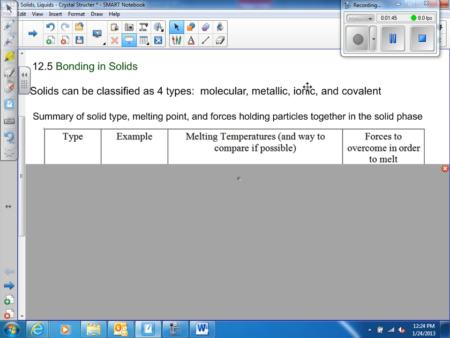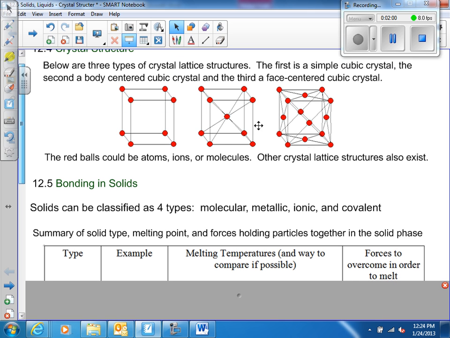So this is going to be a chart summarizing what type of solid we have, some examples, whether the melting temperatures would be high or low, and what forces are holding the particles next to each other in their crystal structure form. These black lines here would be considered the forces holding the different particles. The red dots are the particles, and the lines along here would be the forces holding particles together. In a network covalent solid, those forces are actually covalent bonds, which is why it's called a covalent solid.